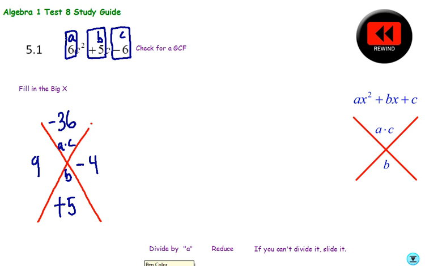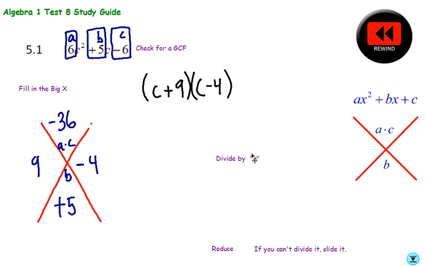All right, no GCF on this one that we had to worry about, so now we're just going to come over here. So we've got C plus 9, and C minus 4. And then we're going to divide by A, right? So same story. Divide by A, and again in this case, there's our A right there. It's 6.